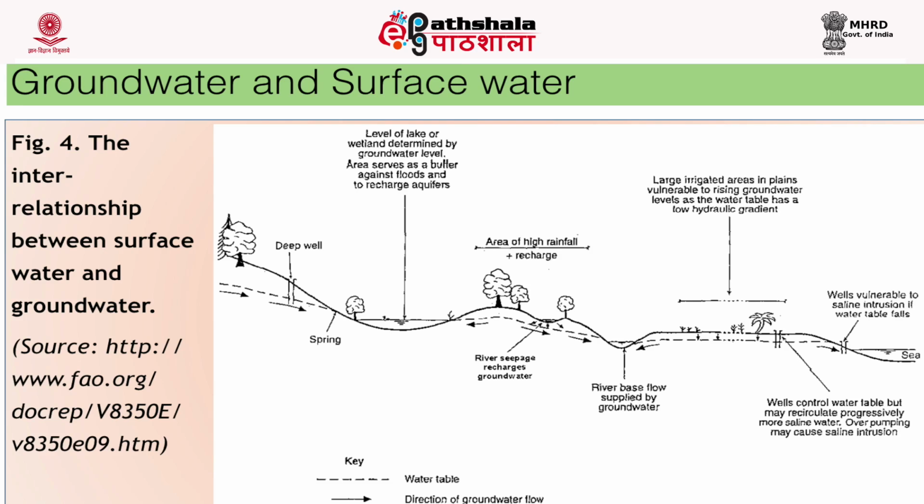And if you look at the right side of the figure, there you can see the sea, water table and land surface, all the interfaces. And there are two wells you can see there. These wells are vulnerable to saline water intrusion. For example, if we pump excess, then the water table will decrease, and in the confined zone, seawater can intrude into the land part. So in that way, it will affect the groundwater quality.